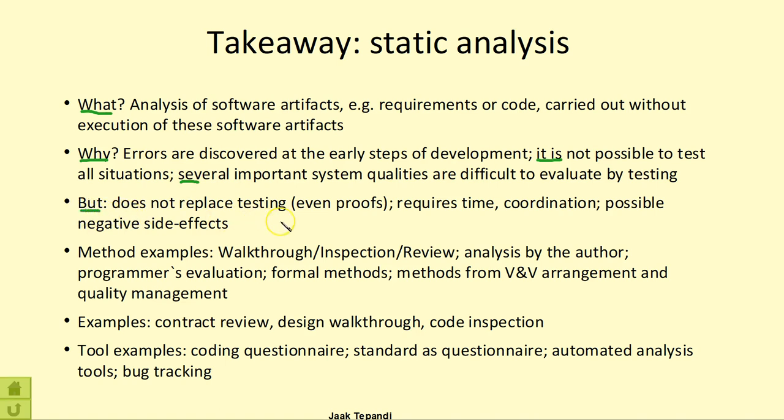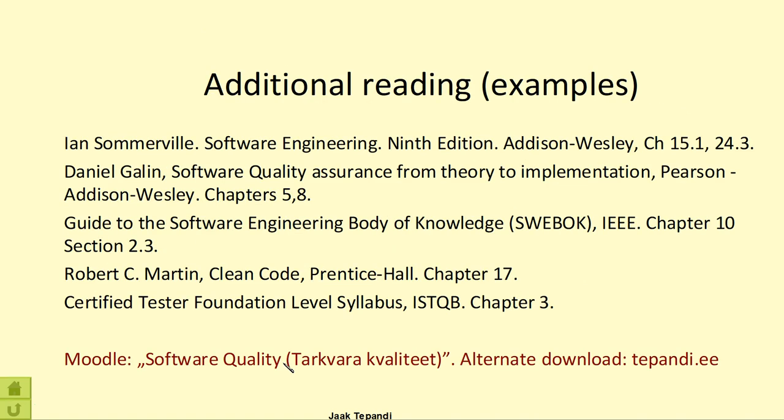It doesn't replace testing, requires time, coordination, has possible negative side effects, and so on. Some examples of methods include walkthrough, inspection, review, analysis by the author, and some others. Examples of static analysis: contract review, design walkthrough, code inspection, and different tools can be used, such as questionnaires, standards, automated analysis tools, and others.